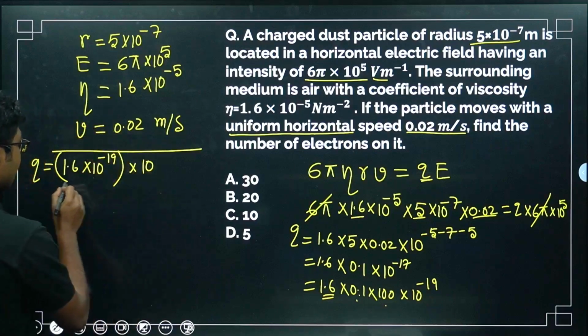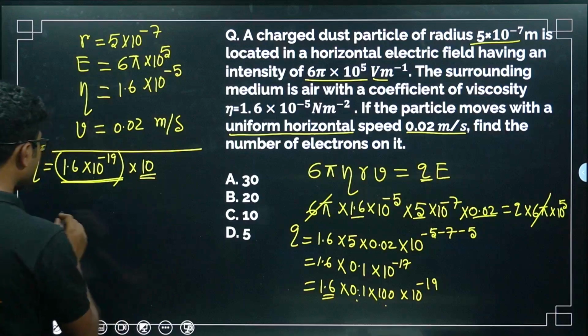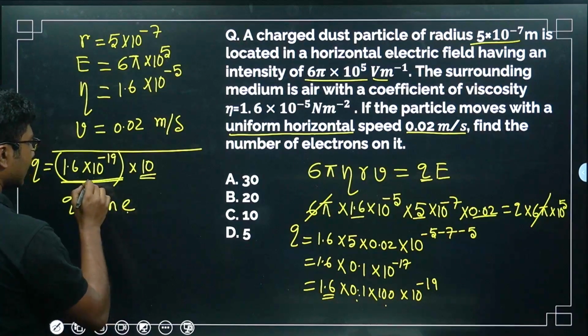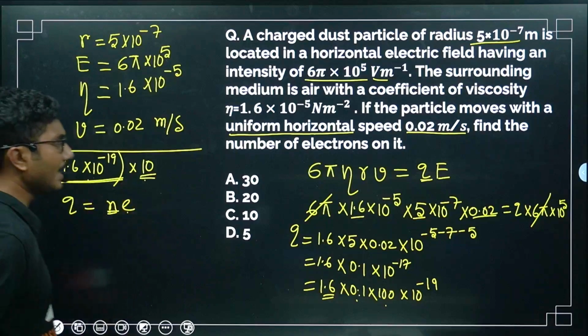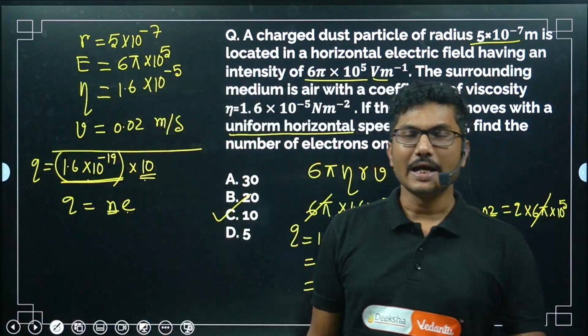Okay, so this is the charge of an electron, and this is the number of electrons, right? We know that Q equals Ne. E is this and N should be this, right? So the value is 10. So there are 10 electrons present in this case.